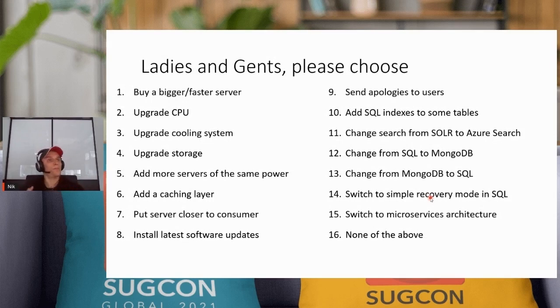Like the previous speaker mentioned, we can always add servers and we can maybe top up CPU, cooling system, storage, add more servers, add additional caching layers, put servers closer to the consumer, install software updates, send apologies. Sorry, it works as it works. That's the world. That's the life. We can add indexes. We can remove indexes. We can switch from Solr to Azure. We can switch back and other stuff, right?